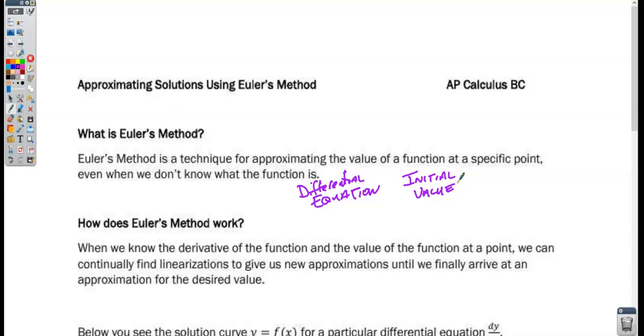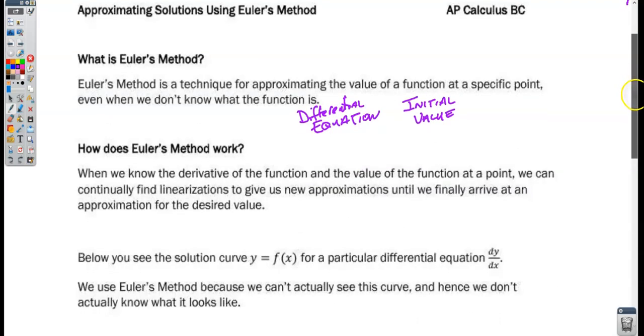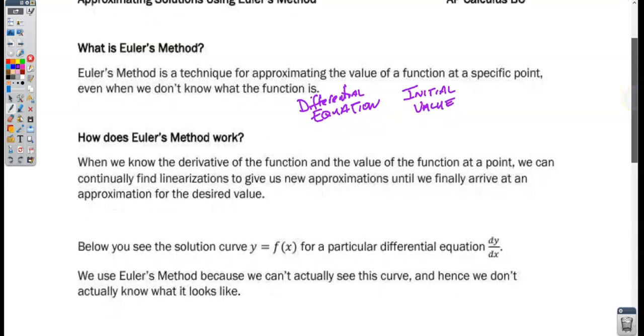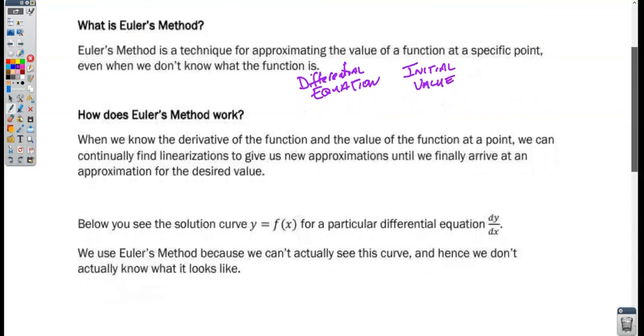Okay, so how does it work? Well, if we know the derivative of the function and the value of the function at a point, what we can do is we can keep finding linearizations that give us new approximations until we finally arrive at an approximation for our desired value. I'm going to show you what this looks like. We're going to look at this graphically.